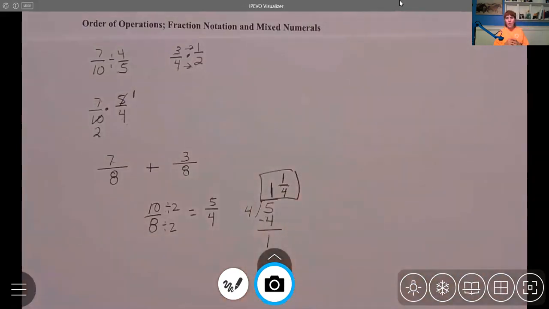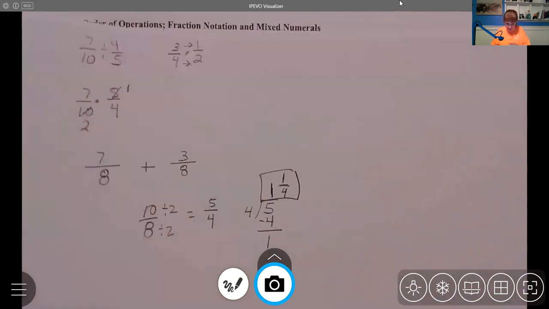And there's your answer, 1 and 1/4. So again, you just follow the PEMDAS rules. If you've got parentheses, you do that. Then you multiply and divide from left to right, multiply or divide, and then you add or subtract from left to right as you come across that.